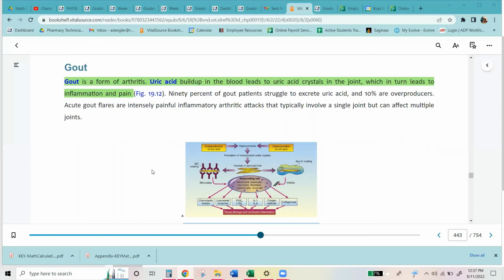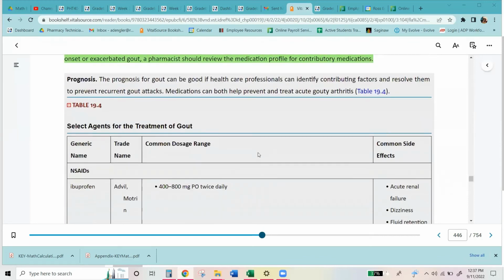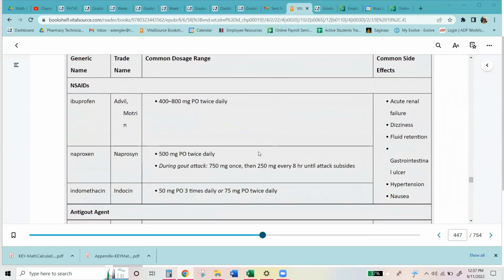Gout is a form of arthritis. Uric acid buildup in the blood leads to uric acid crystals in the joint, which in turn leads to inflammation and pain. Alcohol, diuretics, levodopa, and other drugs hinder the renal excretion of uric acid and have been linked to gout. If a patient presents with new onset or worsened gout, a pharmacist should review the medication profile for contributory medications.